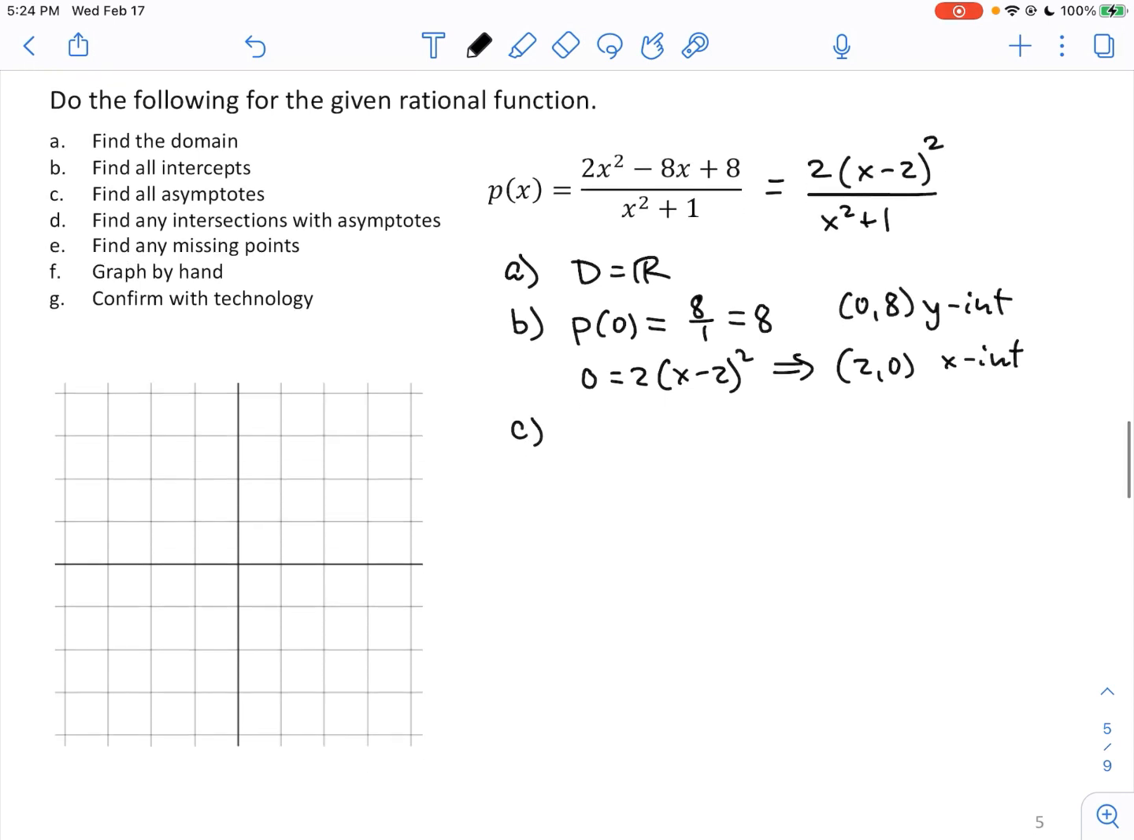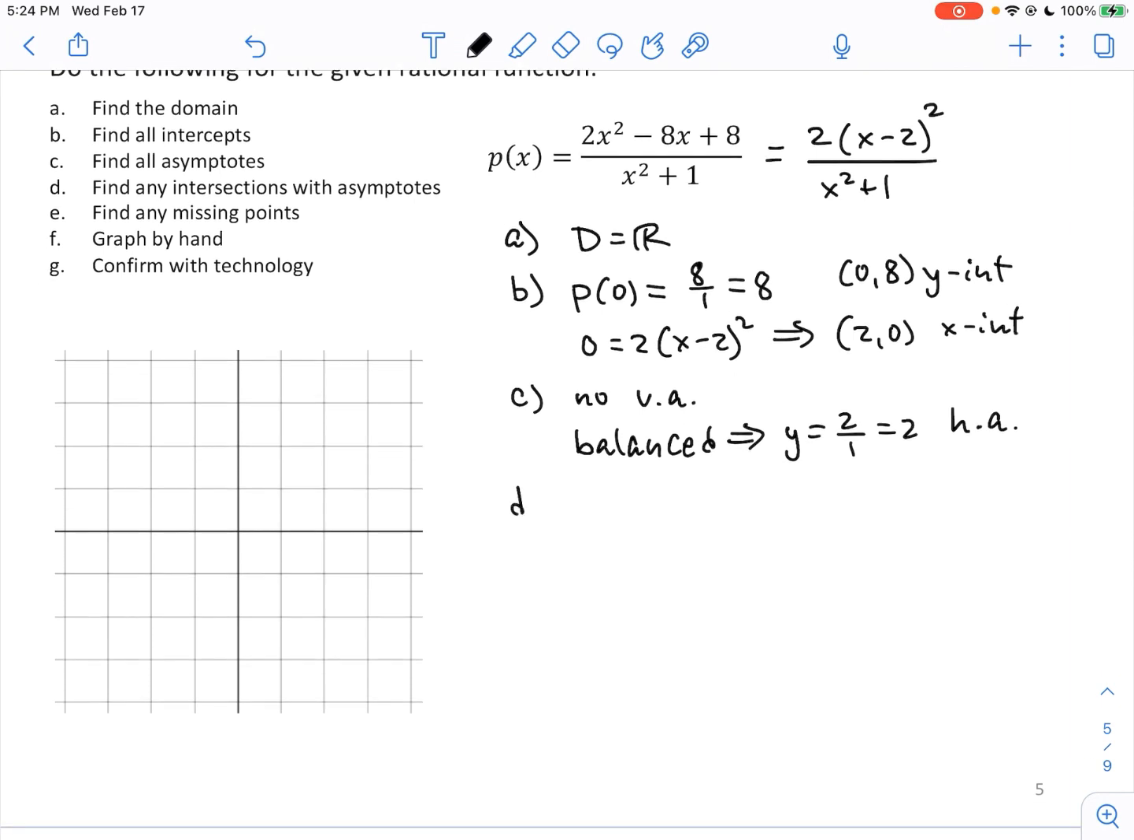Part C, find all asymptotes. Well, there's no vertical asymptote because our denominator can never be 0. So we just want to look for a horizontal or slant. Here's where we look to the degrees. This is balanced, again, x squared over x squared. So divide the leading coefficients, 2 and 1. Balanced tells us that y equals leading coefficient over leading coefficient, which is just 2, is our horizontal asymptote.